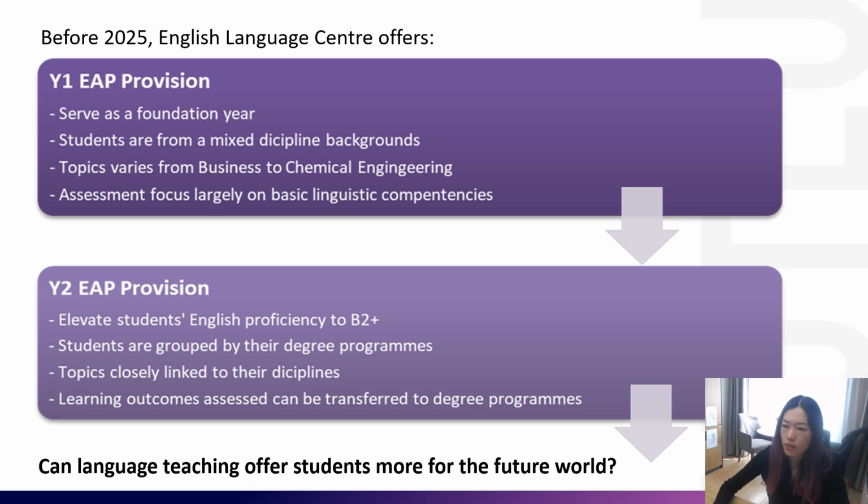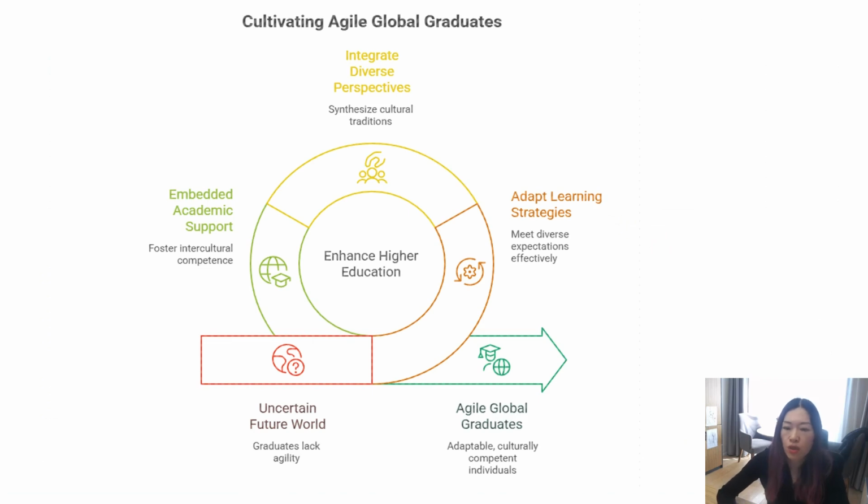But our world keeps changing. And as language teachers, we can't help asking, can language teaching offer more to our students? Facing a world filled with uncertainty, ambiguity, complexity, changeability, scarcity, an emerging aim in global higher education is to produce graduates who are not just knowledgeable in their field, but also culturally and academically agile.